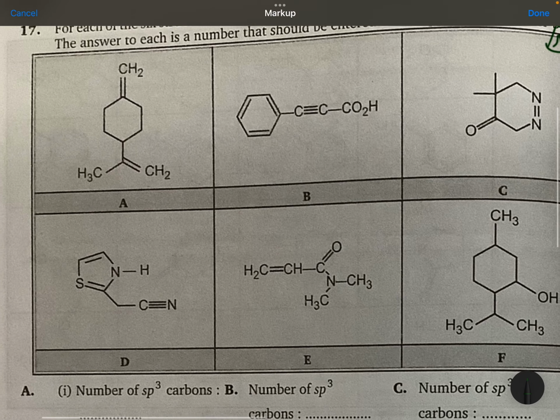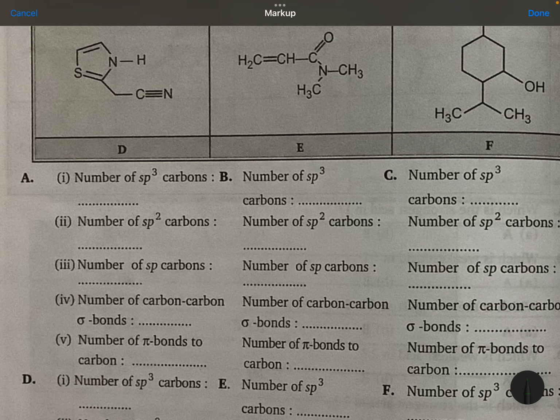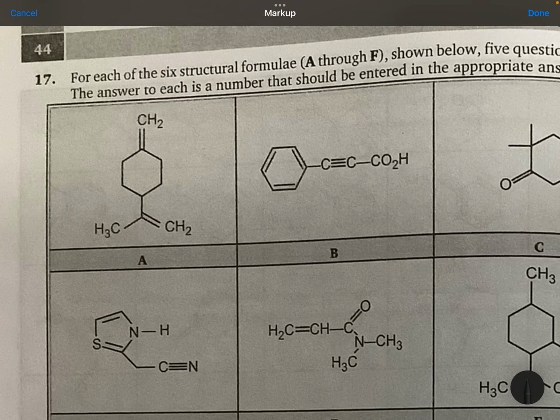First one, this compound is asking the number of sp3 carbons, sp2 carbons, sp carbons, number of carbon-carbon sigma bonds, number of pi bonds to carbon. Okay, so let's go with what are the sigma, what are the pi, all this you can see. 1, 2, 3, 4, 5, 6, all these are sp3. It's sp2, it is sp2, it is again sp3, this is sp2.